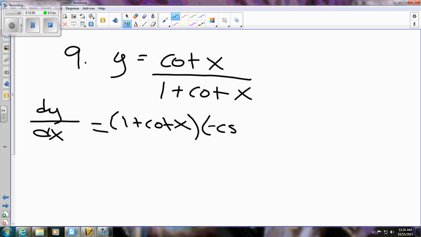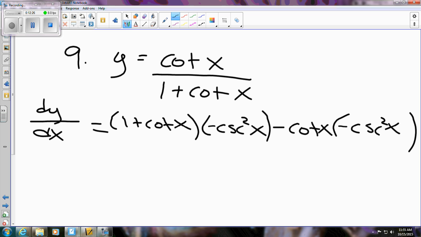All right, so far we have low D high, less high D low. What is D low going to be? That's it. Negative cosecant squared x. All right, so we have all that. Draw the line down below.